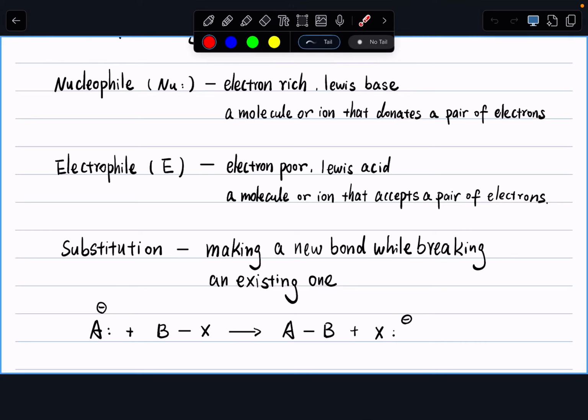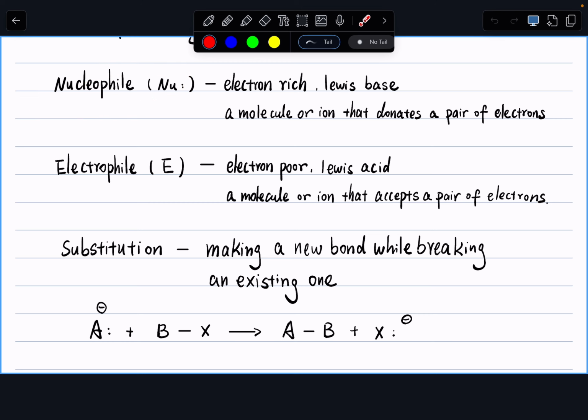molecule. It's Lewis acidic, a molecule or ion that accepts a pair of electrons. These are interchangeable terms, like Lewis acid and also a molecule or ion that accepts a pair of electrons. They're the same thing. We also went over substitution, right? So the name of the reaction we care about is nucleophilic substitution reaction. We went over the definition of nucleophile and also what substitution is.